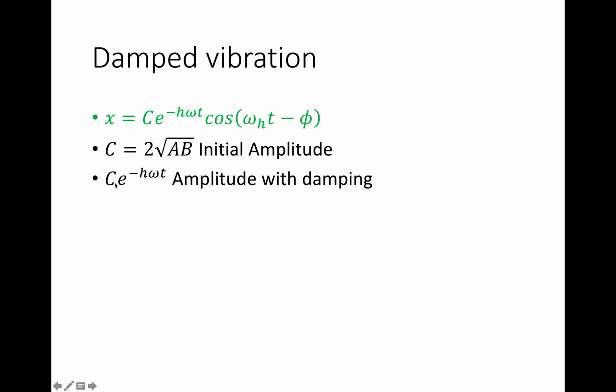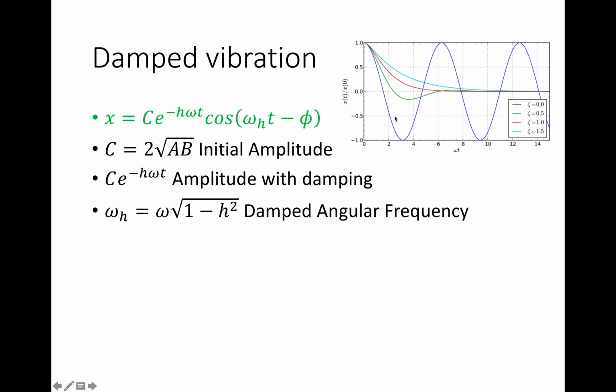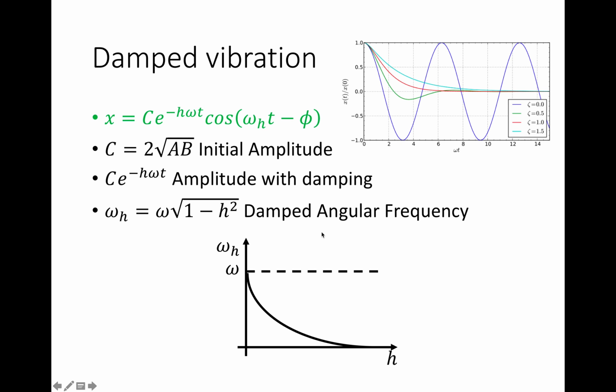See here, this will be the initial amplitude starting from time 0. However, this will be the real amplitude with damping. We can see that the amplitude with damping will decrease with time, looking like the green one. And omega_h also depends on the damping ratio, so it is the damped angular frequency. The damped angular frequency will decrease with h, as we explained before. So that's the basic thing we want to talk about today. Thank you for listening.